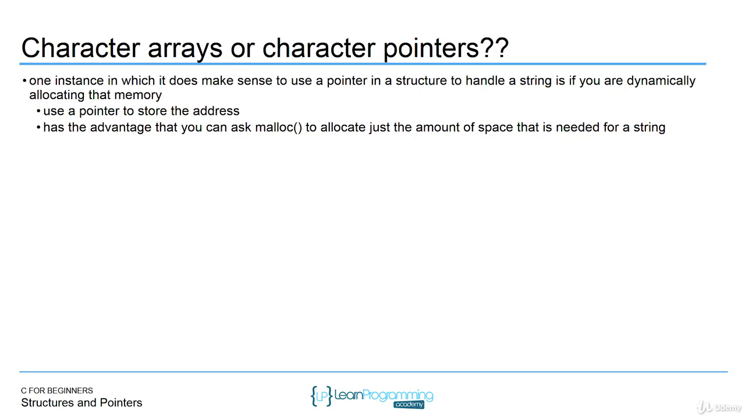Other primitive data types automatically allocate the memory for you. So you want to use a pointer to store the address. This has the advantage that you can ask malloc to allocate just the amount of space that is needed for a string. We talked about the advantages of dynamic memory allocation.